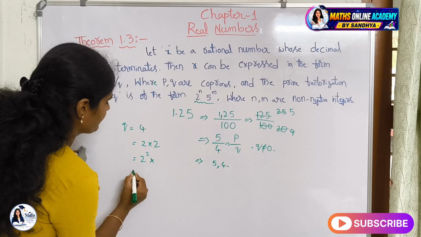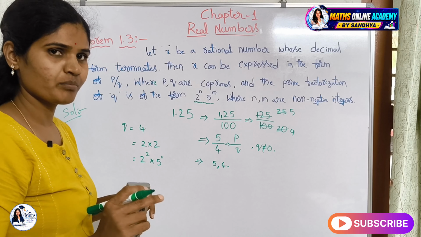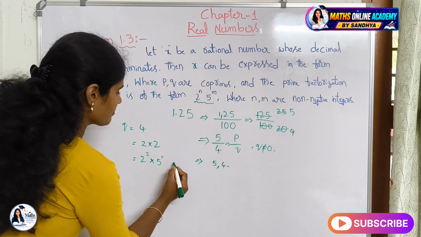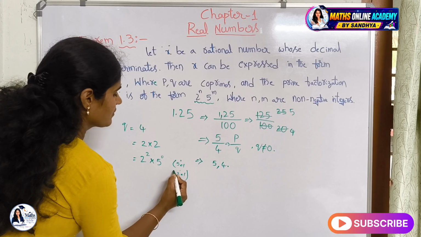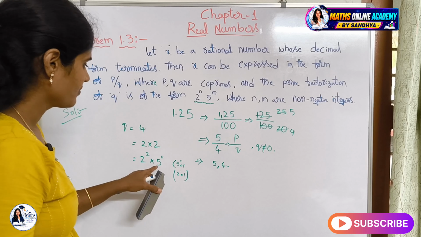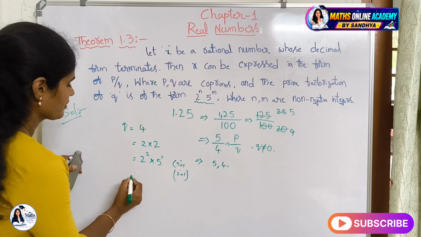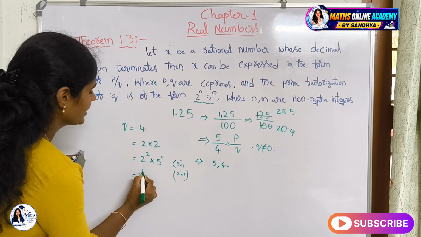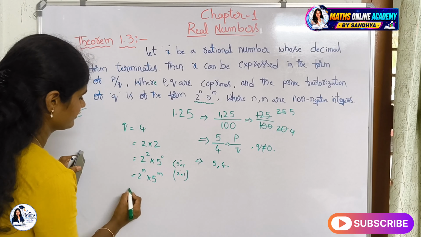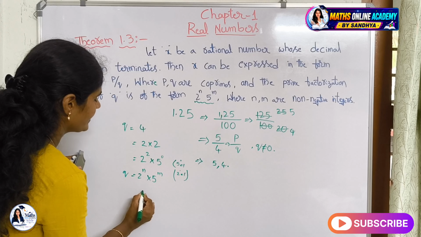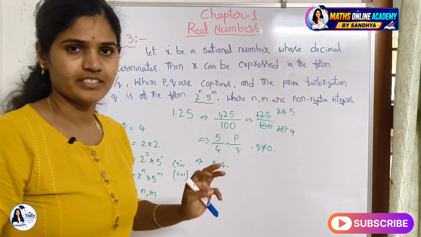Here you can write 5 power 0. For any number, power 0 means 1. 5 power 0 is 1, 2 power 0 is 1. This is the normal math. 5 power 0 means value is 1. So, this looks like 2 power n into 5 power m. And here n comma m are non-negative integers.